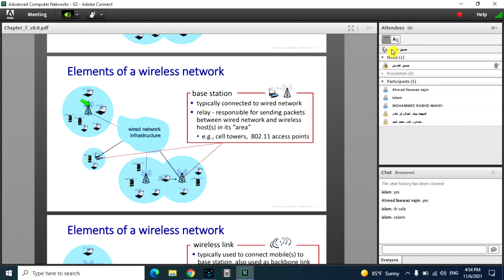we have a base station. It connects me. I'm connecting using a wireless link to the base station, and then that base station connects me to the rest of internet through a backbone, mostly a wired backbone. So I can say the base station is a relay. It's responsible for sending packets from inside a wireless network to the internet, or receiving packets from internet and sending them inside my network.